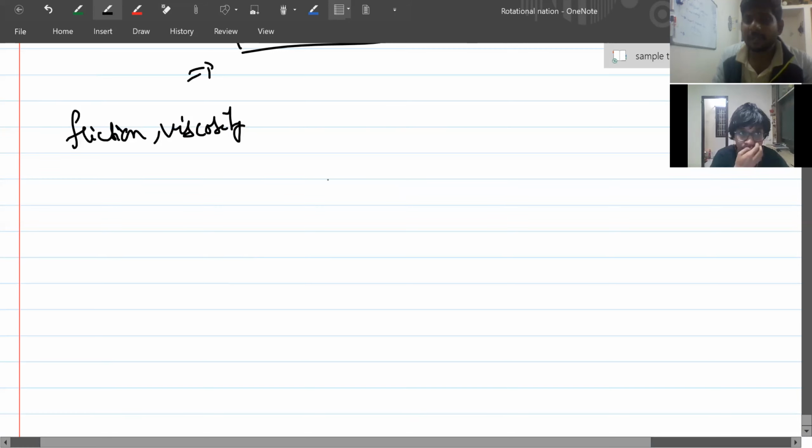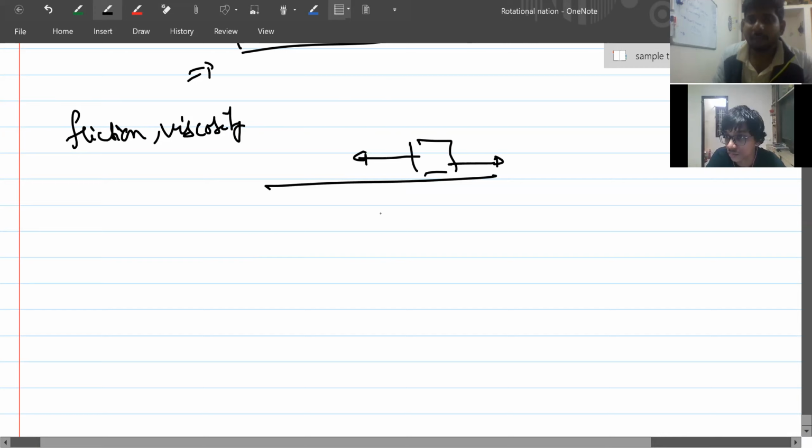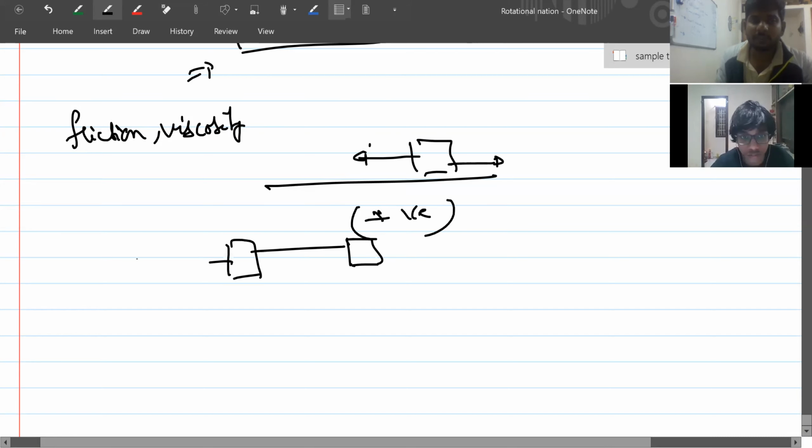But if friction or viscosity are there, what will happen? Some energy is dissipated in the form of heat. Suppose the block is coming in this direction, friction will act in the opposite direction, and there will be negative work done due to friction. That means energy from this block will be removed. So slowly the velocity will decrease, right? That means slowly the amplitude also will decrease. Initially the block goes from here to here, slowly the amplitude decreases, and finally it comes to rest, right?